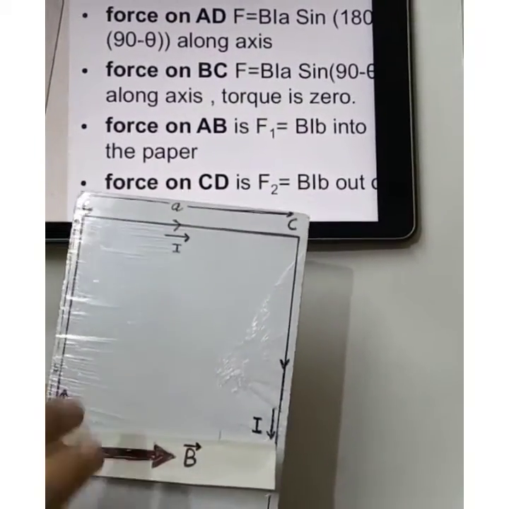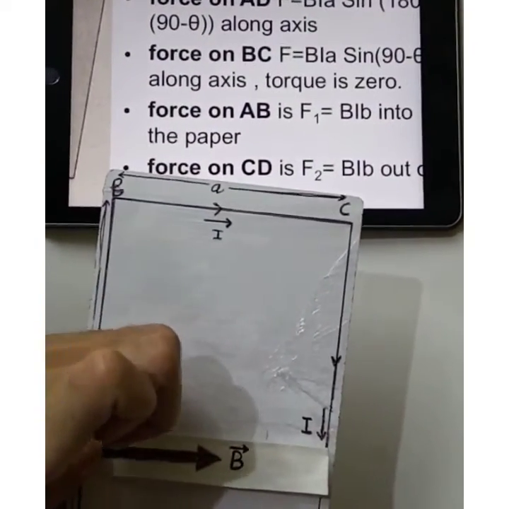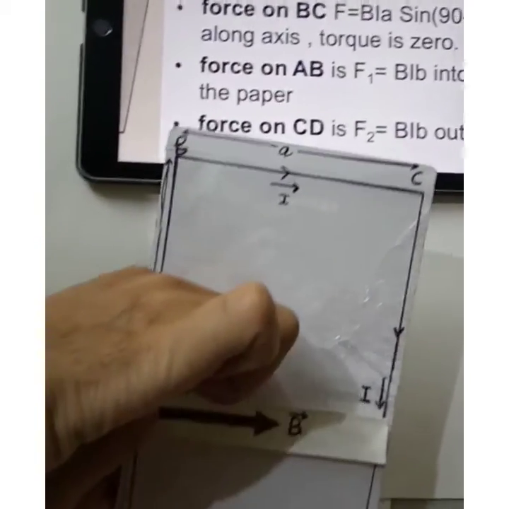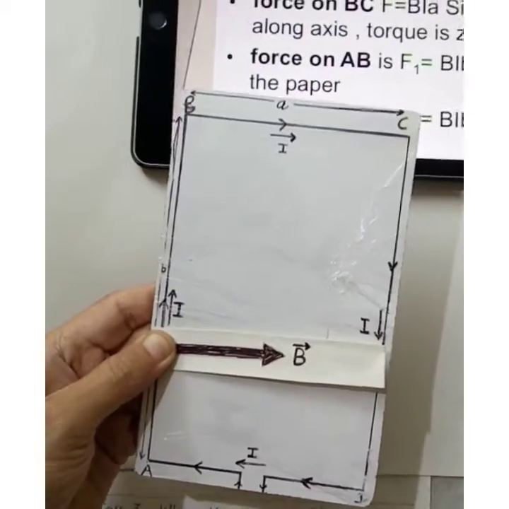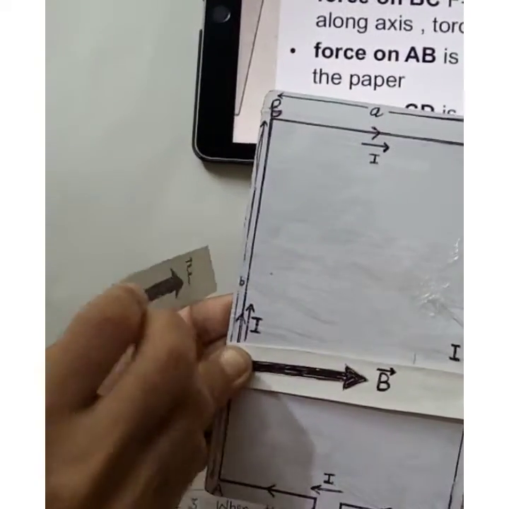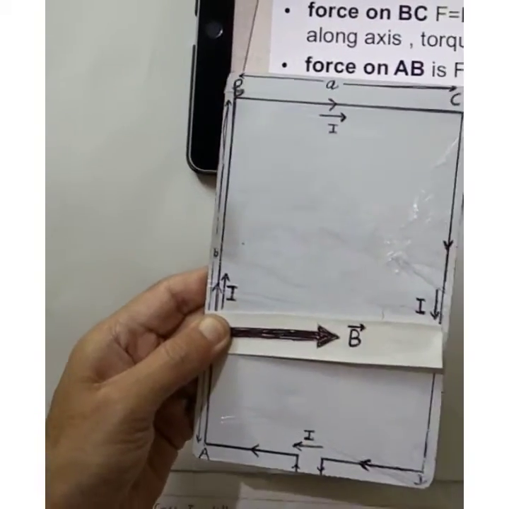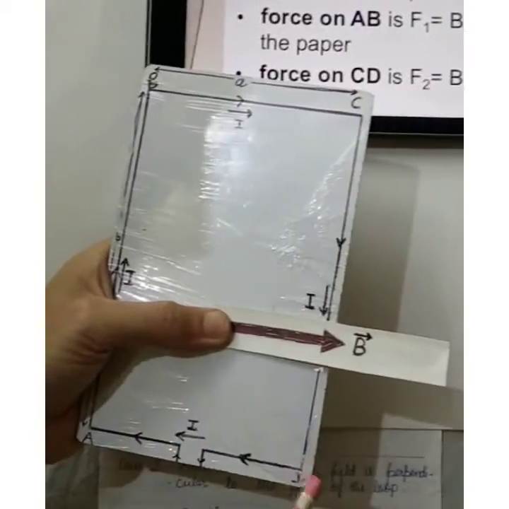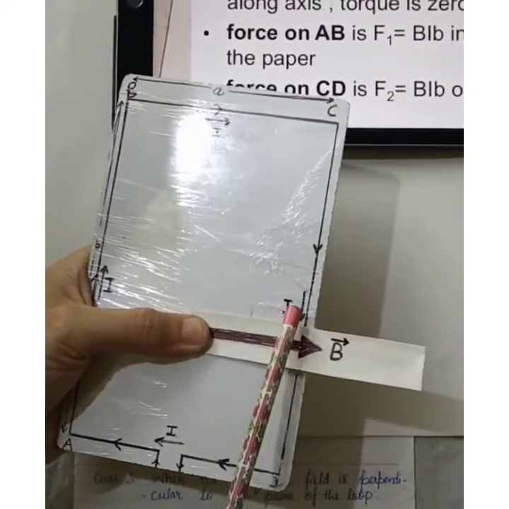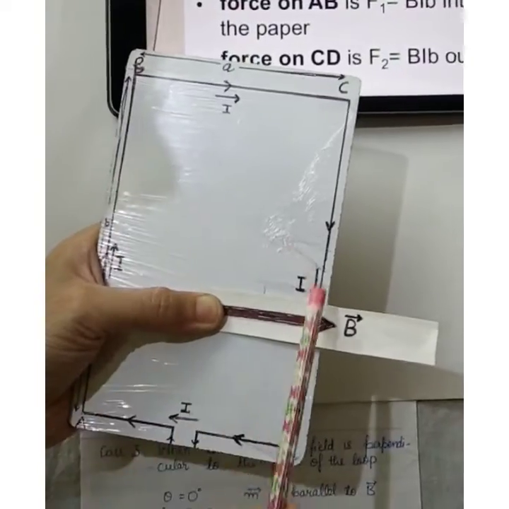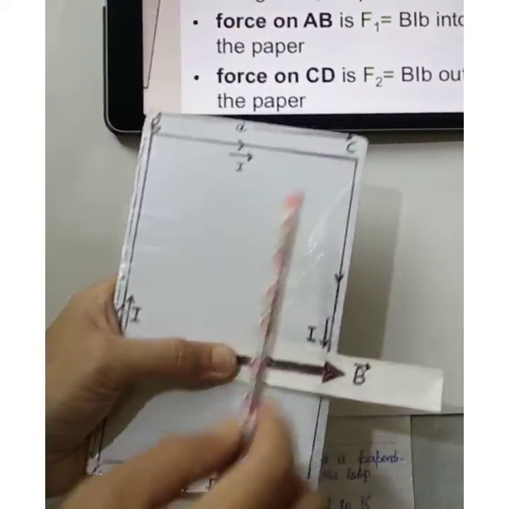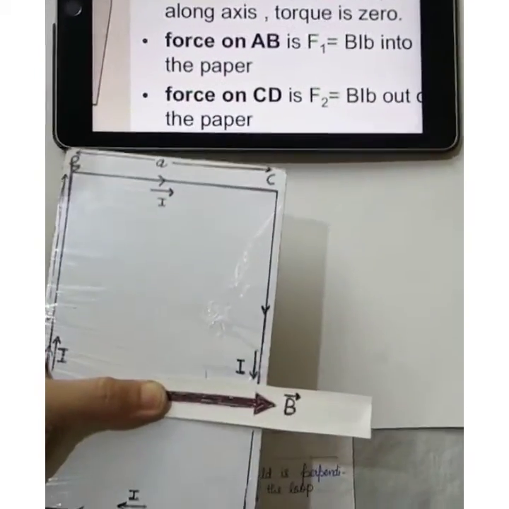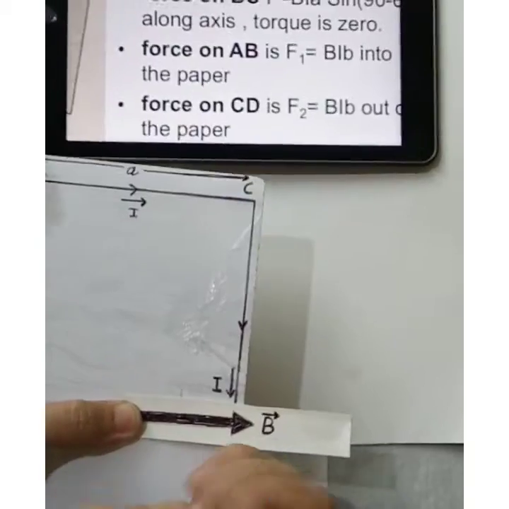So how do we give this direction? We curl our fingers from the current this way, to the magnetic field this way. So the thumb is going this way, and the force is into the paper. Similarly, on this conductor CD, the force is B I b. On CD, the force is B I b, out of the paper. Out of the paper, how? This way. It is out of the paper.